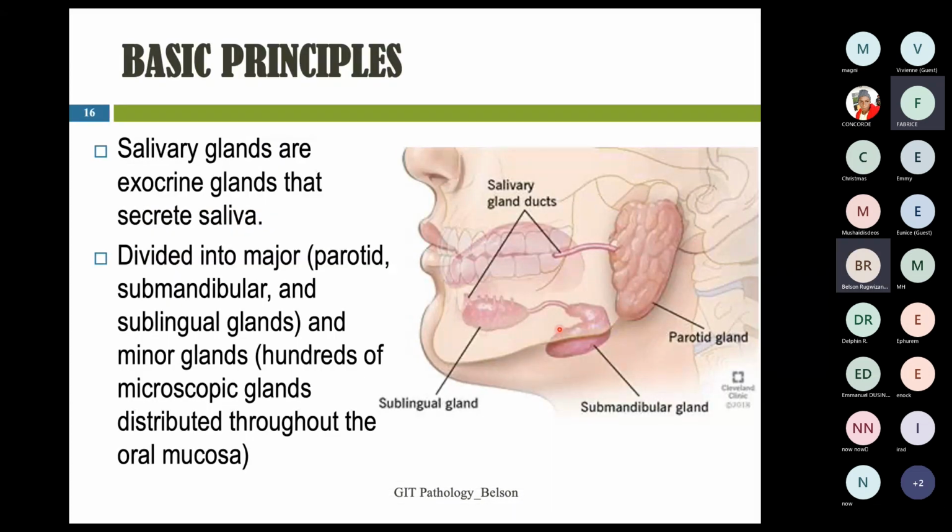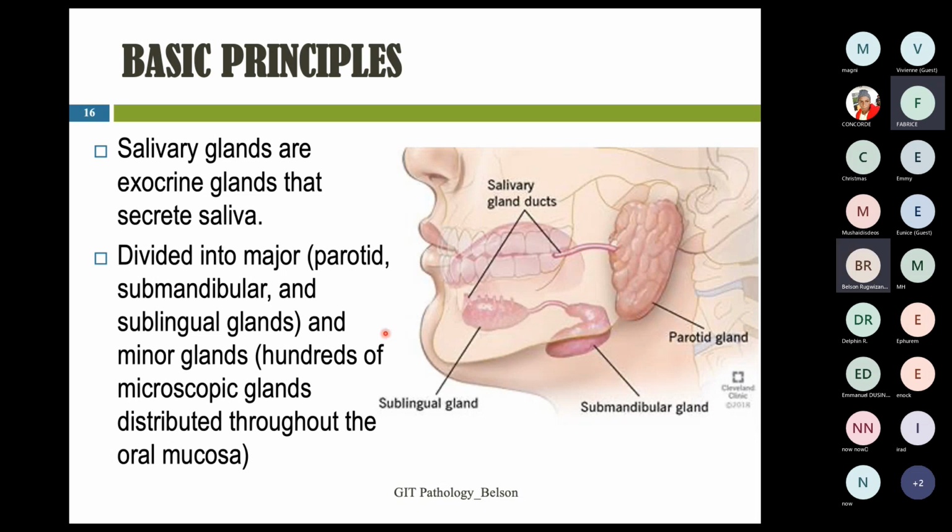So for the salivary glands, we have the major salivary glands and the minor salivary glands. The major ones are the parotid, the submandibular, and the sublingual under the tongue. And these are the major ones. We have minor ones, many of them, in the oral cavity. Here it is written hundreds, yes, hundreds of microscopic glands. So you cannot see them with the eyes, but sometimes they develop tumors.